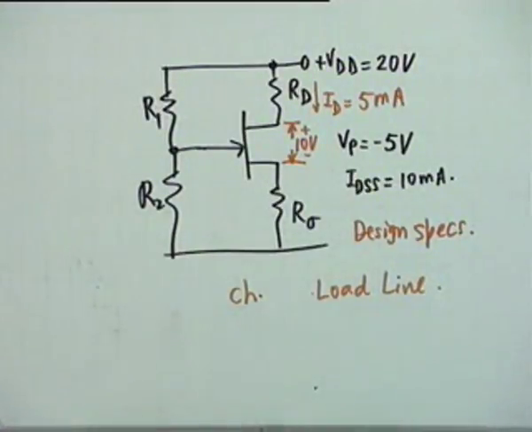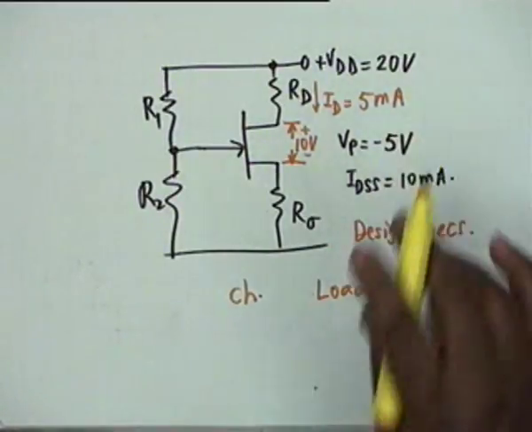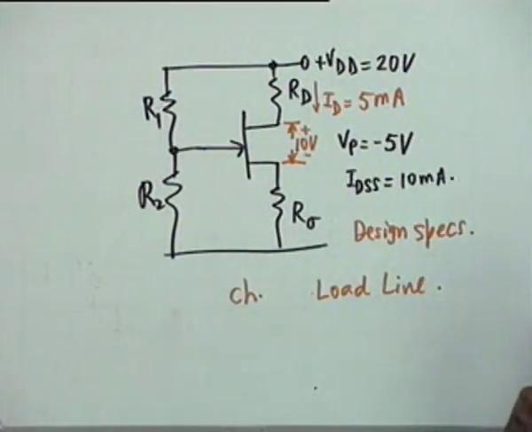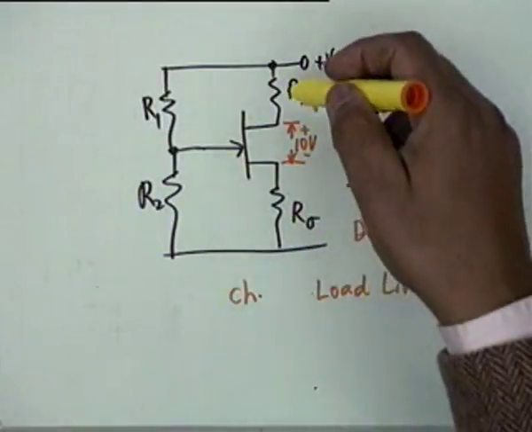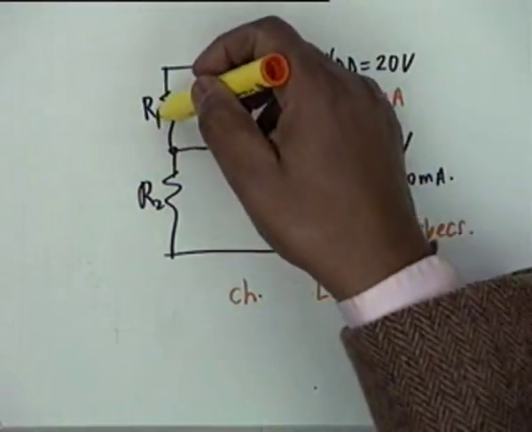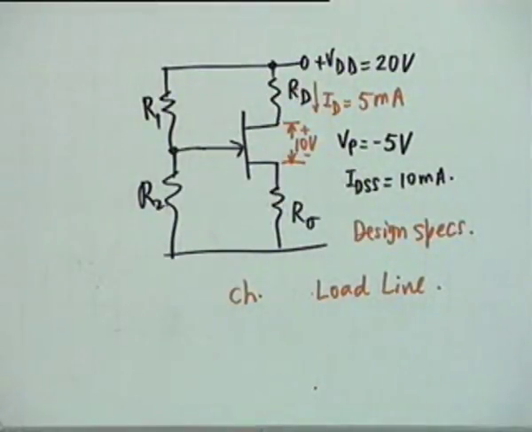This is the condition of the problem. Okay, it's a design problem. Your operating point is specified. You are not choosing the operating point. It's specified as 5 milliampere and 10 volt. What should be these resistances? RD, R sigma, R1, R2. Okay, this is the design problem.